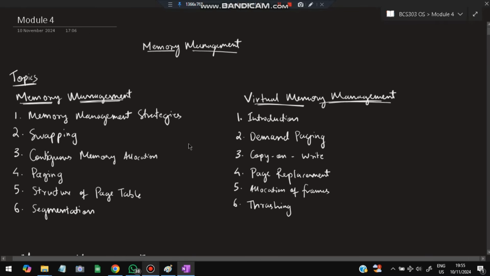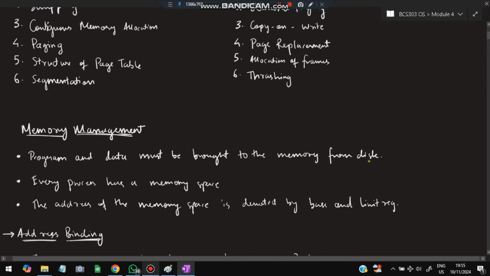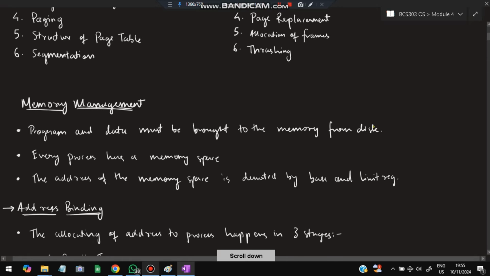The program and the data must be brought to the memory from the disk. The disk will have the data, and we have to bring it to the memory. Every process has a memory space; all the processes which are present will be stored in the memory space. The address of the memory space is denoted by the base and limit registers. Base is the register which holds the starting address point, and the limit register holds how much the process is occupying.